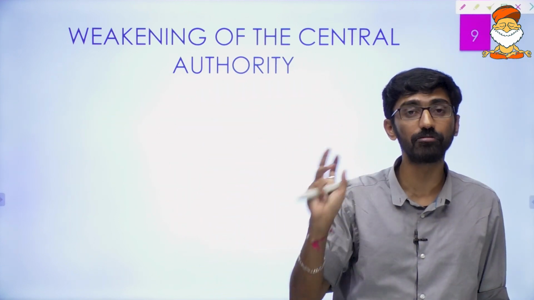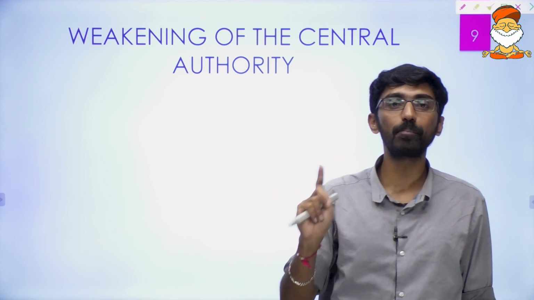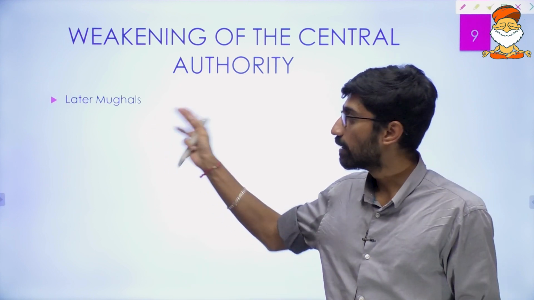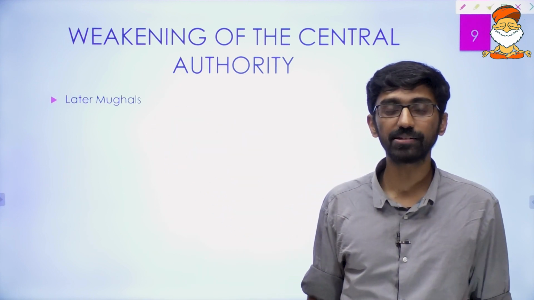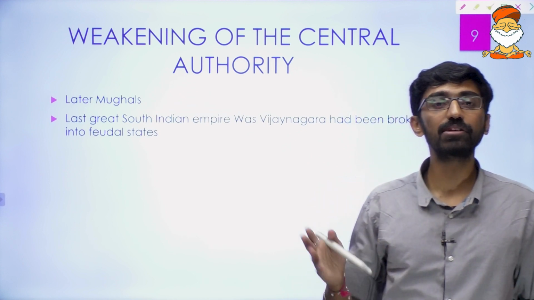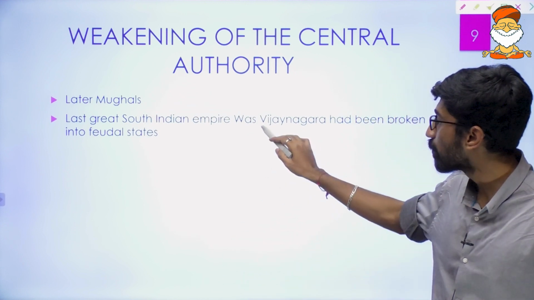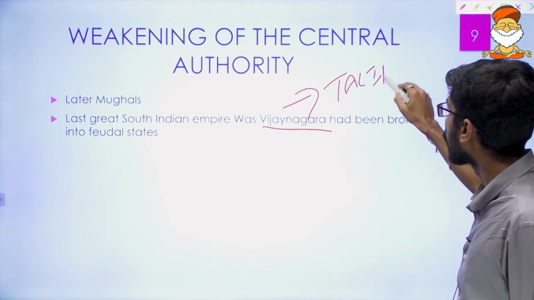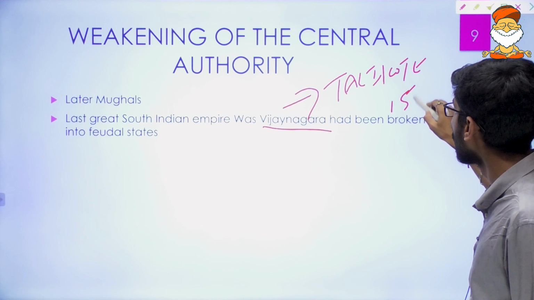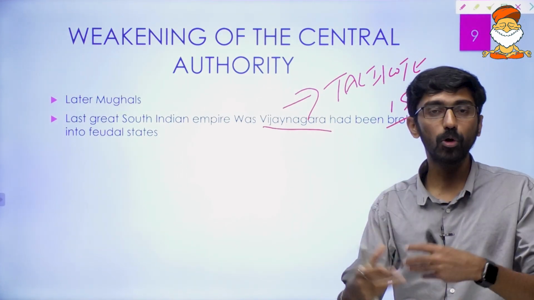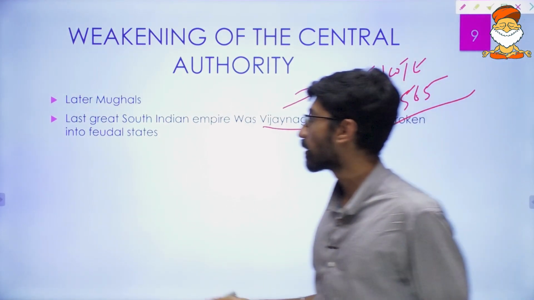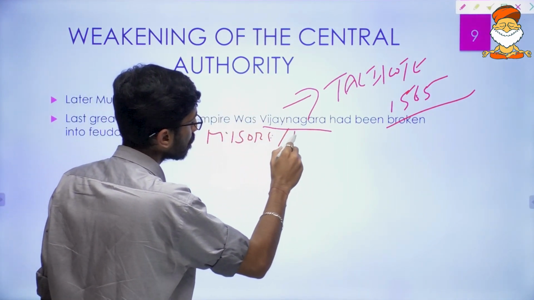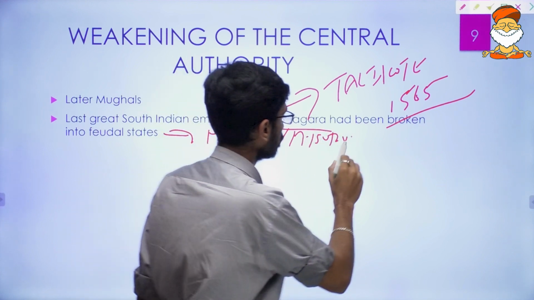In the 18th century, there was a weakening of the central authority because two empires crumbled. One is the Mughal Empire, the mighty Mughals replaced by the later Mughals, who were weak and incompetent. At the same time, in South India, the last great empire was the Vijayanagara Empire. Way back, after the Battle of Talikota in 1565, the Vijayanagara Empire started to break into feudal states, and one result of that was Mysore. Understood, right?